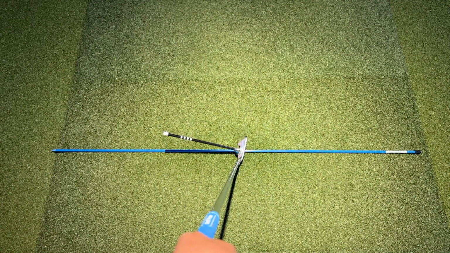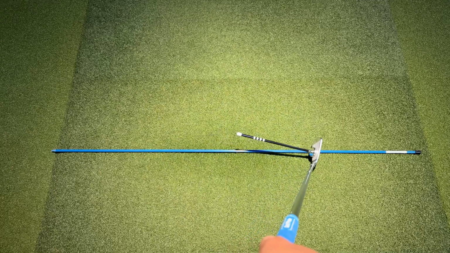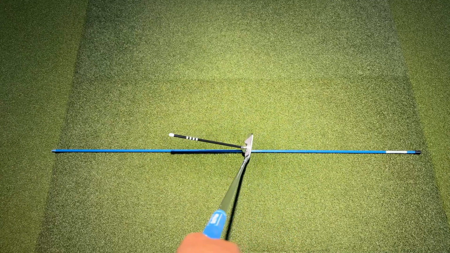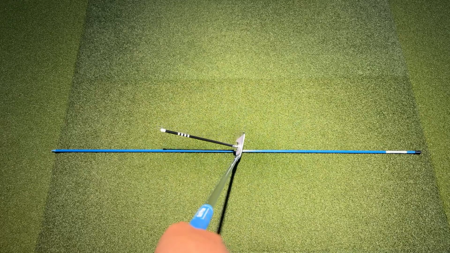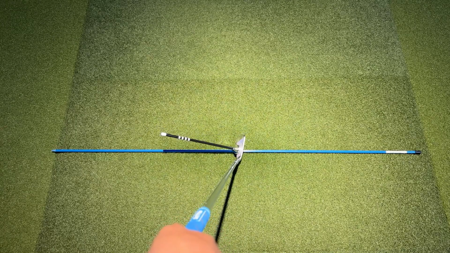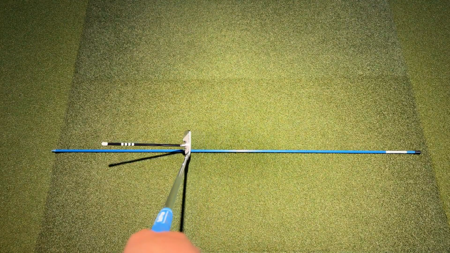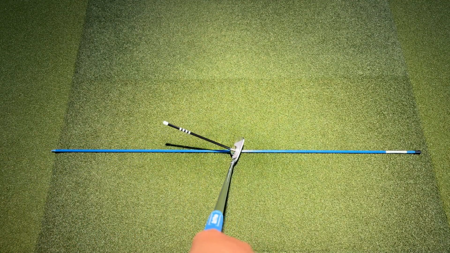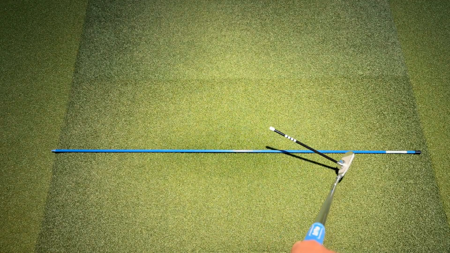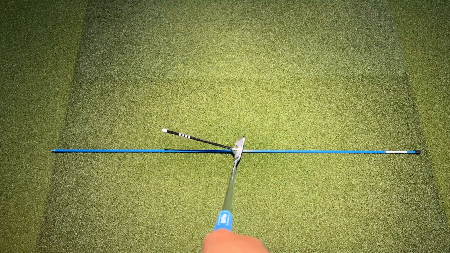In order to hit the ball straight, you want your club face and path to be as neutral as possible at the moment of impact. That means the stick on the club face and your target line is square, and you're coming in, hitting, and rotating out.